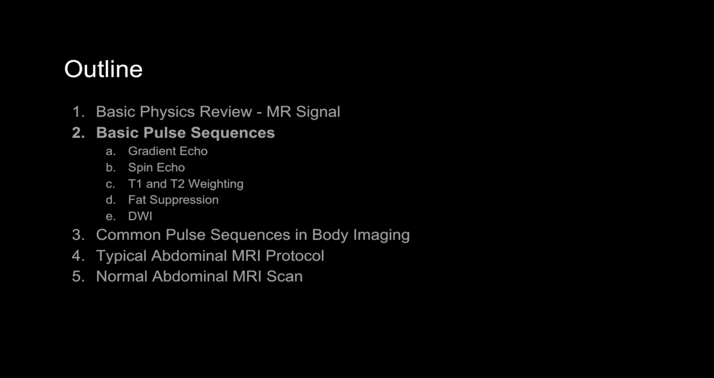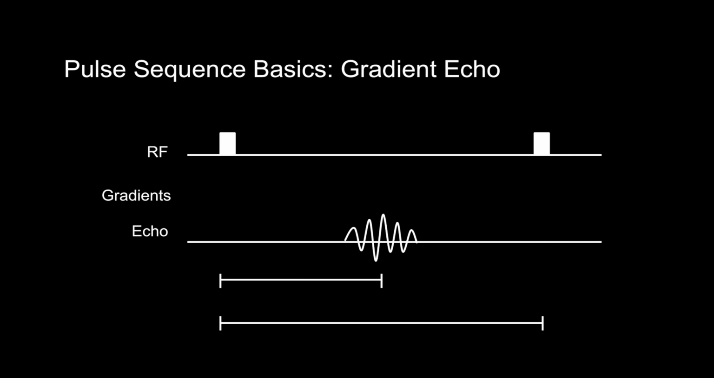Let's move on to a brief primer on pulse sequences. Remember, pulse sequences are essentially precisely timed RF pulses or radiofrequency pulses and gradients designed to generate MR signal that can be detected and turned into an image. The parameters of the pulse sequence are what will determine the tissue contrast. For example, whether they're more T1 or T2 weighted.